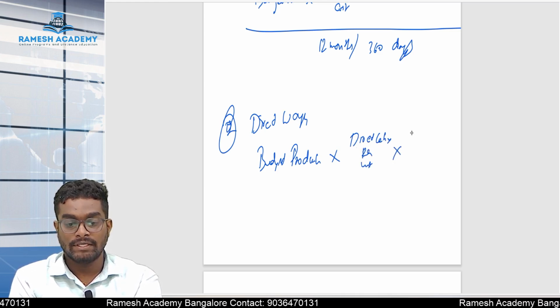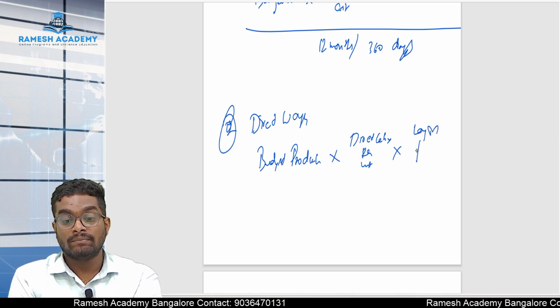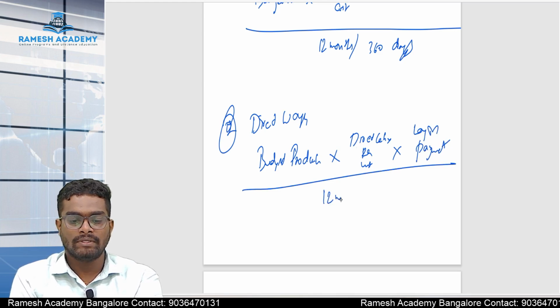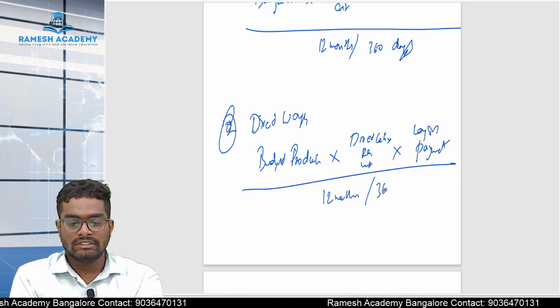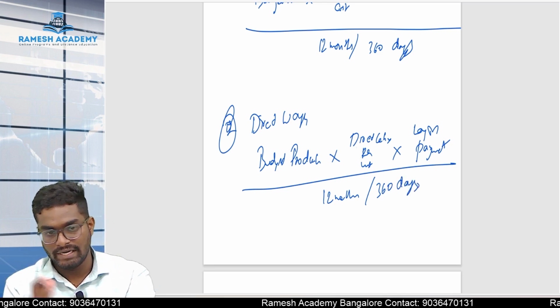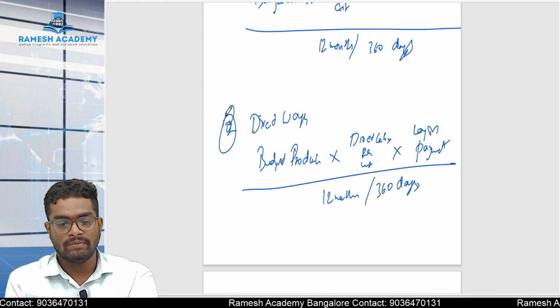Direct labor per unit into lag in payment. So sometimes you will not be paying immediately, there will be lag. So that's what we will be taking for consideration of estimating the working capital. So there will be lag in payment after 15 days, after 1 month, after that only we will pay.